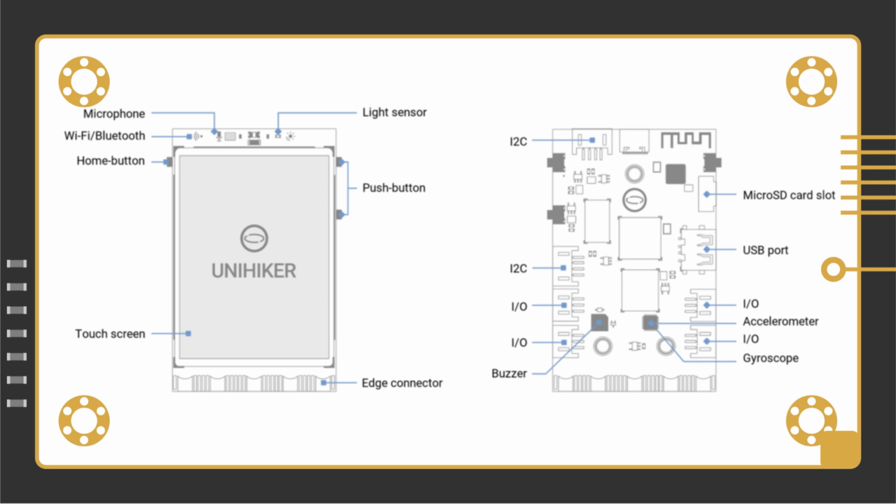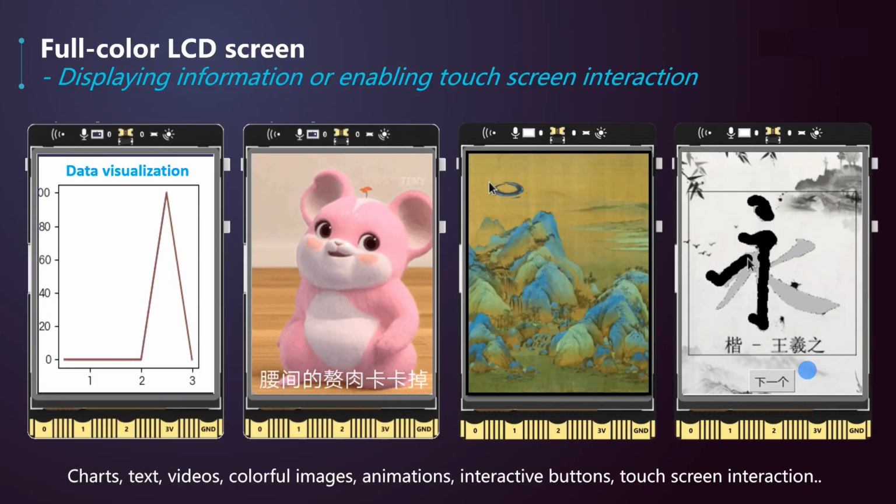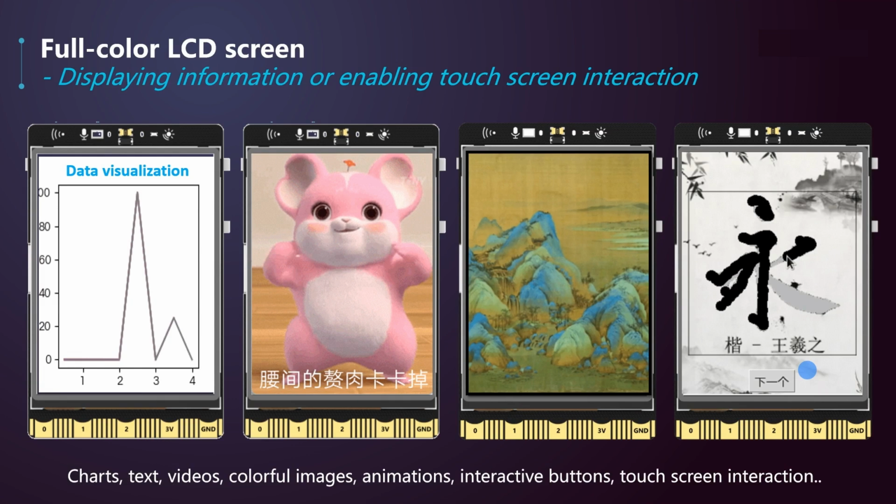Besides these, what really stands out is its large touch screen. Looking at the back of the board, it features practical tools like an accelerometer and a buzzer. Moreover, in addition to the I2C interface, it has multiple I/O ports, allowing us to connect various sensors and other hardware to enhance our creations. There's also a USB interface and an SD card slot. The most striking feature is undoubtedly the large full-color LCD touchscreen on the front.